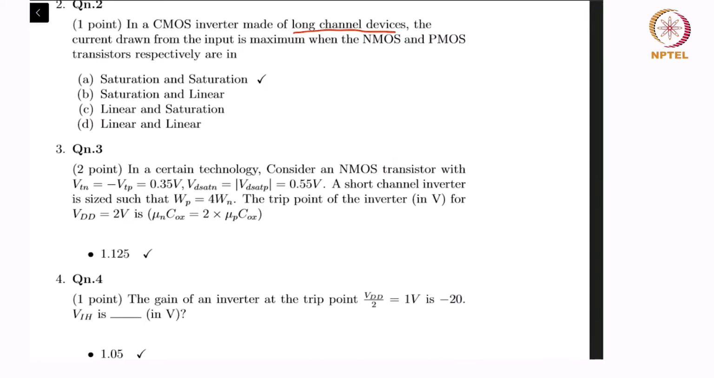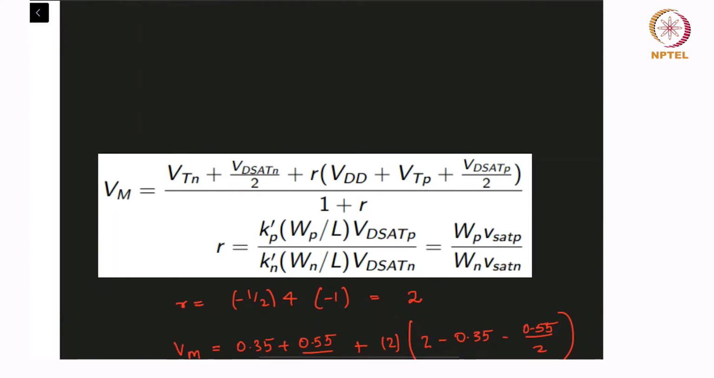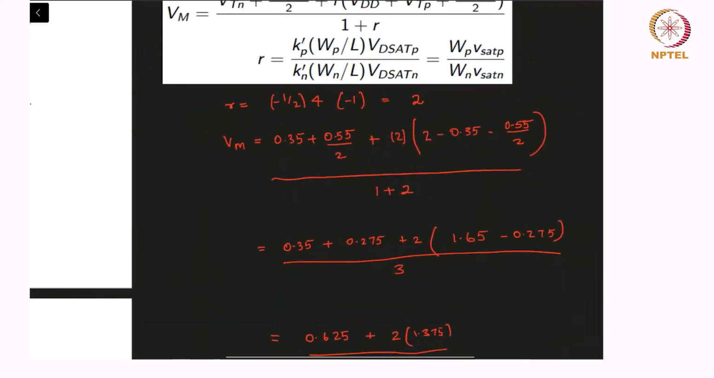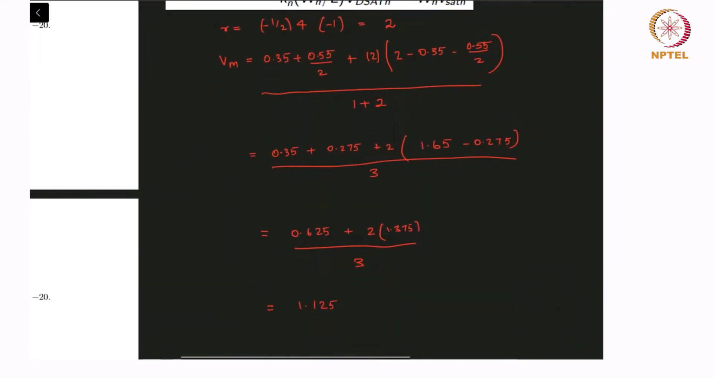So in question 3, we are given a short channel inverter with its various parameters mentioned here, and we are asked to find what the trip point is. This is a straightforward application of the formula for the trip point of a short channel inverter shown here. This is the formula, and you can see the calculations for this here. Please pause the video at this point to verify that this is in fact correct.